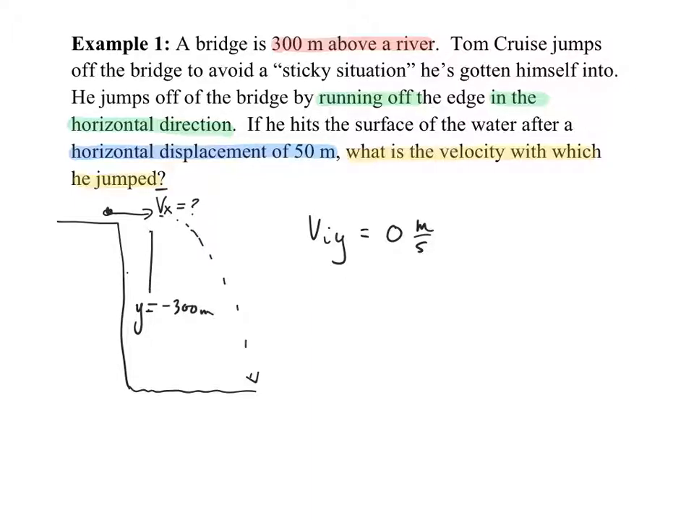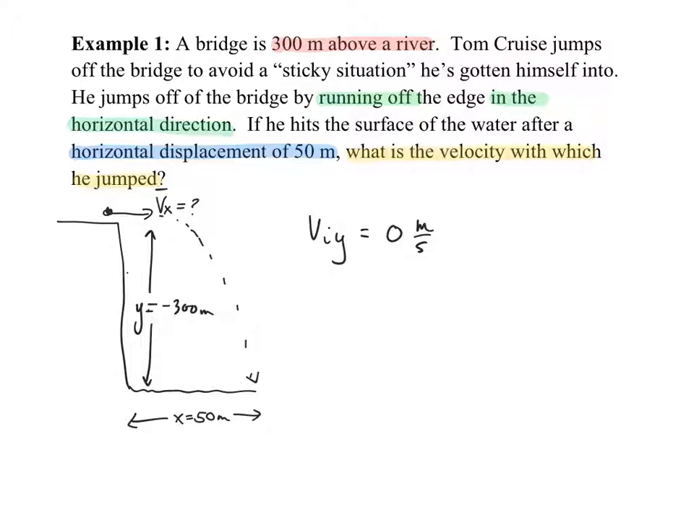Okay, because again, it starts at the top and it ends at the bottom. So I'm going to call y negative 300. If it was an object that was launched from the ground up to the cliff, y would then obviously be positive, whatever that number is, 300 in this case. And then x is to the right, so that's positive. I don't have to worry about that. And we're told it's a horizontal displacement of 50 meters.